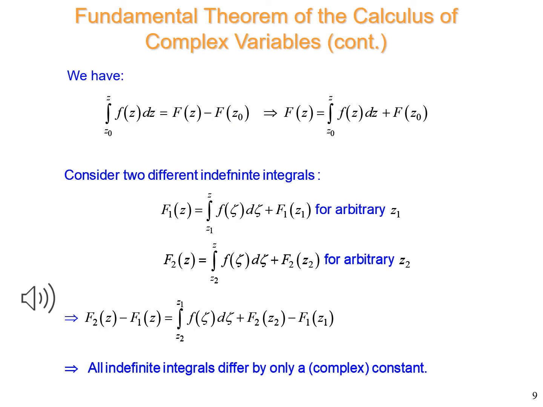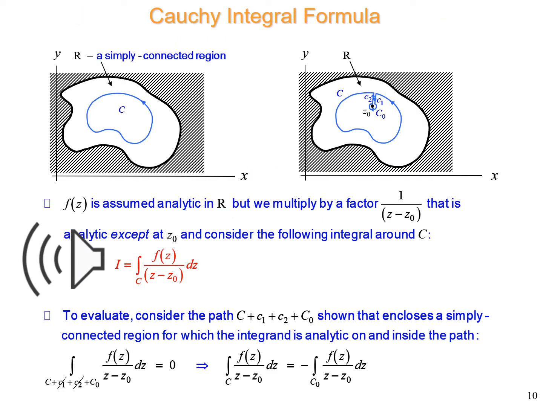The continuation of the calculus of complex variables is given: the integrals of f1 and f2 are defined, and f2 minus f1 is also calculated. So the Cauchy integral formula is shown in this slide. As usual, choose the simply connected region, then choose f(z) by z minus z naught into dz. Here z naught is a singular point.